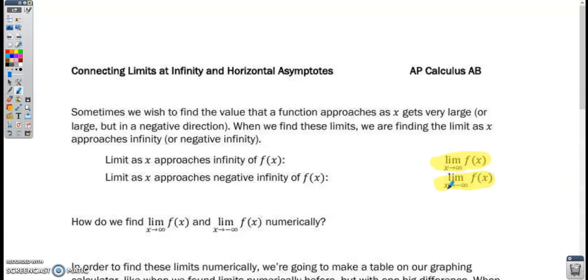Or, we might do it algebraically. I'm going to show you algebraically how to handle rational functions, or one way you can handle finding limits as x goes to infinity or negative infinity of rational functions algebraically. A lot of times if we do it algebraically, we end up just kind of thinking, what happens if x gets really, really big? Or x gets really, really big, only in a negative direction.